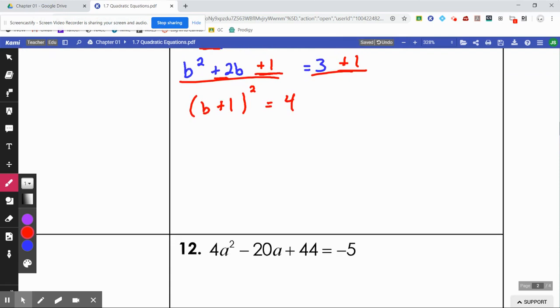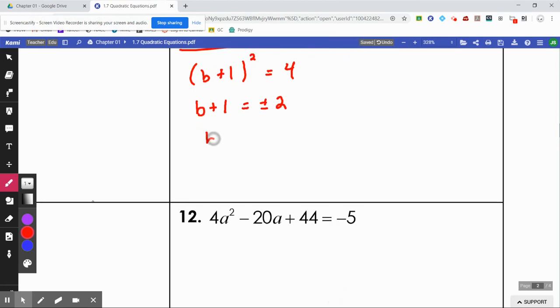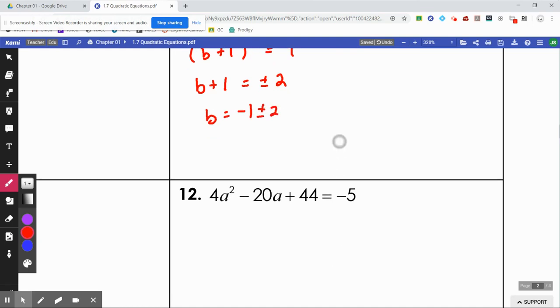We now get rid of the square by square rooting, so you have b plus 1 equals plus and minus the square root of 4, which we know is 2. Move the 1 over and you get b is equal to negative 1 plus and minus 2, which are your two answers. B equals negative 1 plus 2, which is 1, and b equals negative 1 minus 2, which is negative 3.